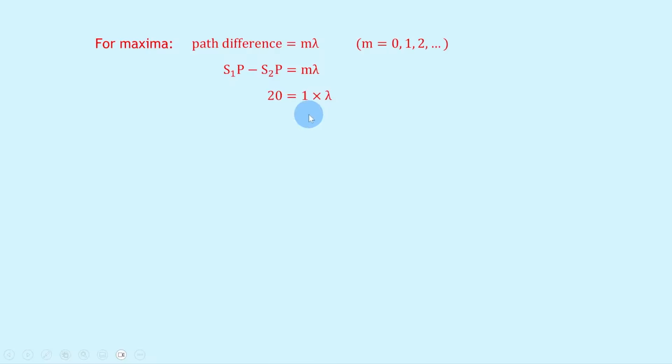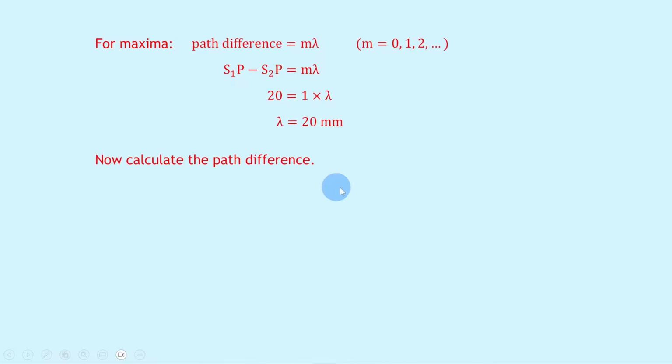So we can say that for maxima, path difference equals m lambda, where m equals 0, 1, 2, and so on. And in this case, the bigger distance is S1P, so we'll start with that. S1P minus S2P equals m lambda, and we want to find the wavelength, so we do our 200 minus 180, which gives us 20, is equal to 1 times lambda. And we're using m equals 1 here since P is the first order maximum. So 1 times the wavelength is simply just the wavelength lambda, so we have that lambda equals 20mm.